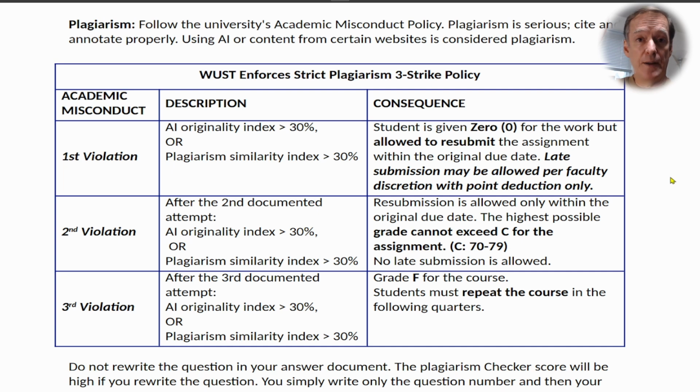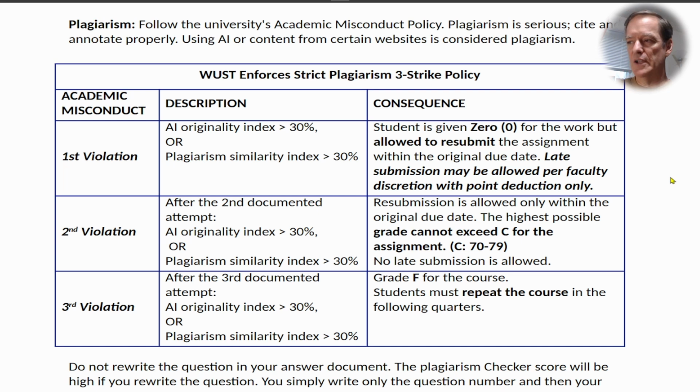Or in the case of AI, if you get too high an AI score, and there are other telltale signs of AI use, not just the score, by the way. Too much AI, you get a 0 and have to resubmit the paper. The second time, if you're caught with a paper with plagiarized content or too much AI content, the best grade you can get is a C for that paper. That's it. Doesn't matter how hard you work. And you've got to resubmit the paper.